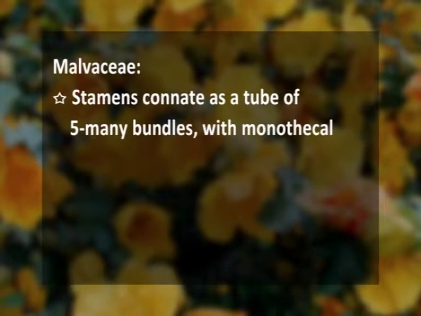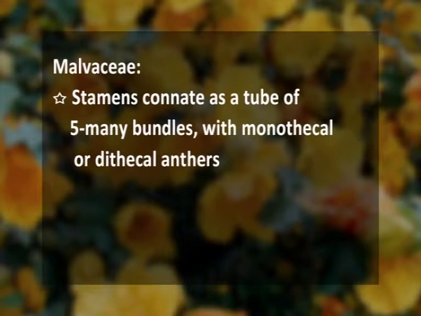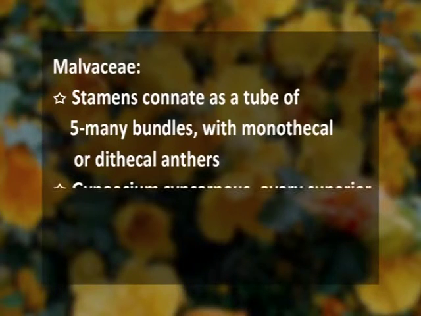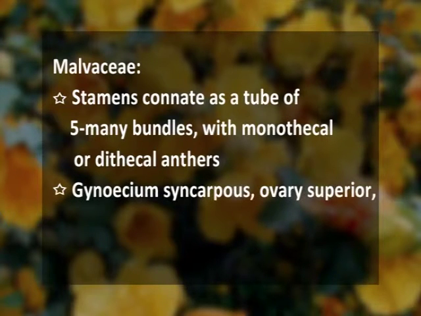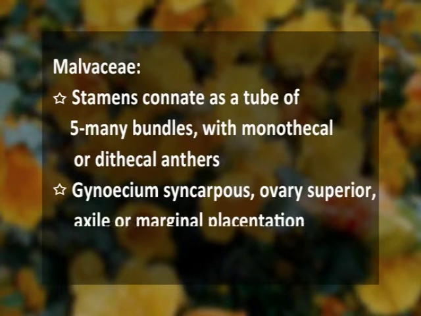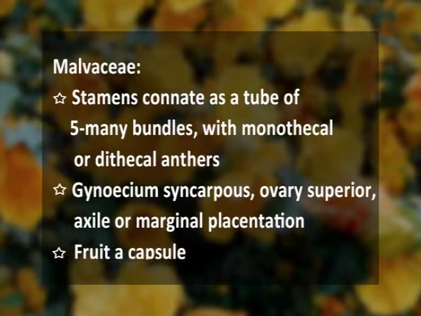This tube may form 5 or many bundles with monothecal or dithecal anthers. The gynoecium is here syncarpous and the ovary is superior. Placentation is commonly axile or rarely it can be marginal. And lastly, the fruit is here a capsule.